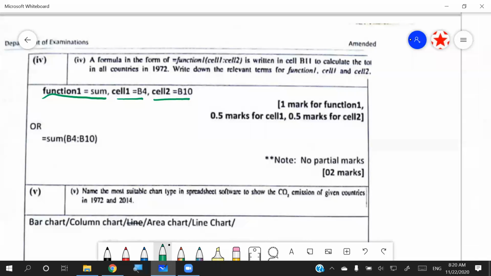So in the fifth part, they are asking to name the most suitable chart type in spreadsheet software to show the CO2 emission of given countries in 1972 and 2014. They have given many different charts: bar chart, column chart, area chart, line charts. Not the pie charts, right? Pie chart is regarding one specific component or one specific column.